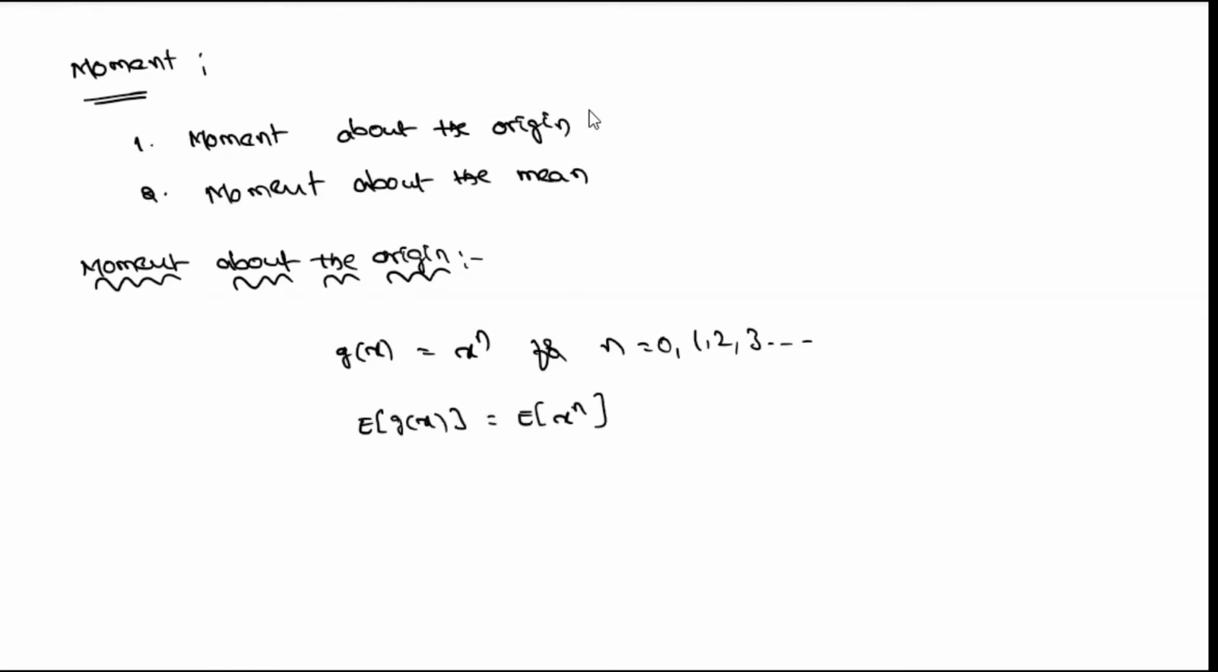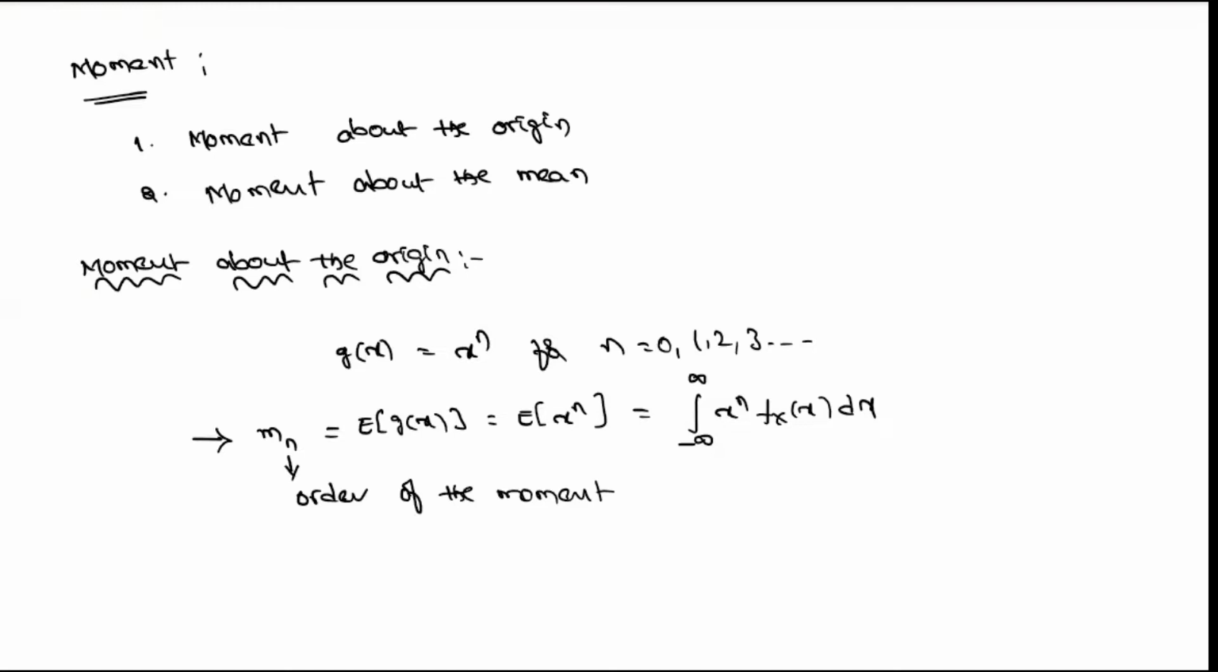This is called the moment about the origin, and it is given by the integral from minus infinity to plus infinity of x to the power of n f_X of x dx. The moment about the origin is represented by m suffix n. Here n represents the order of the moment. And this is the equation for a continuous random variable.